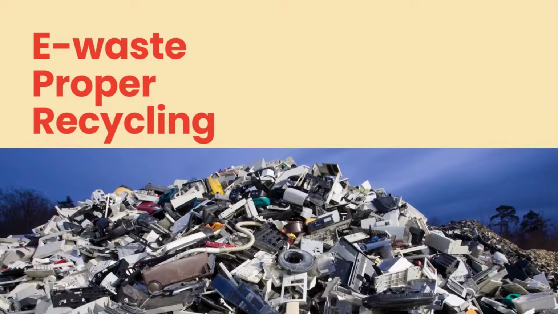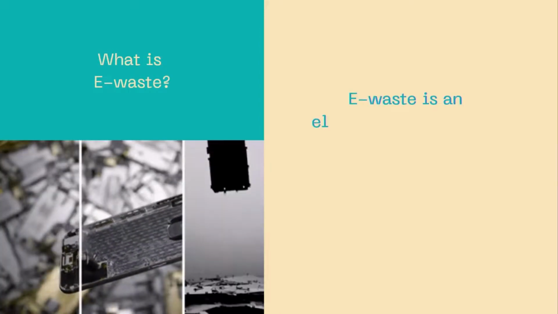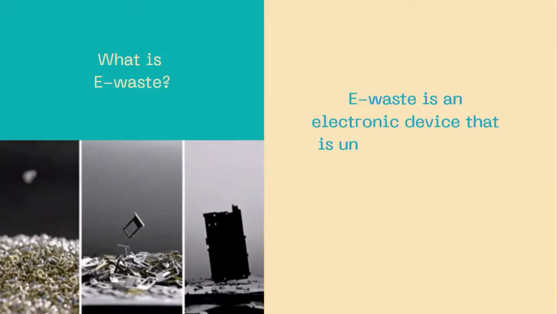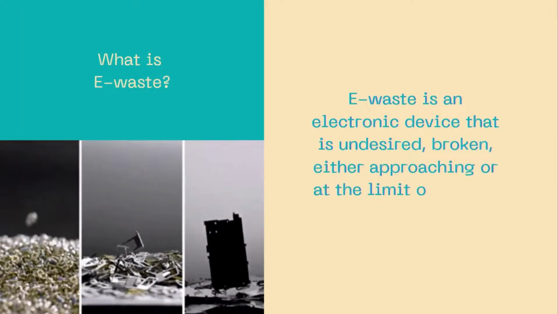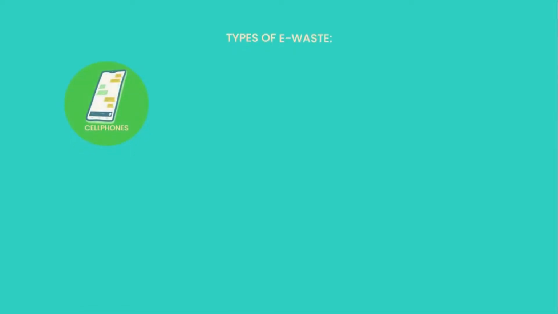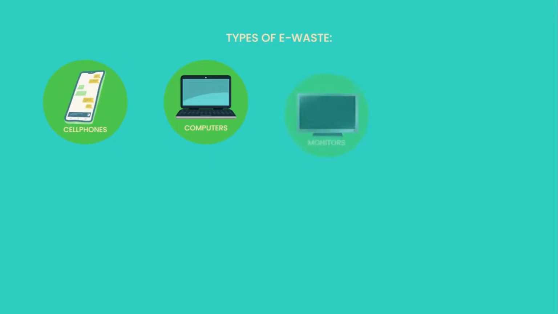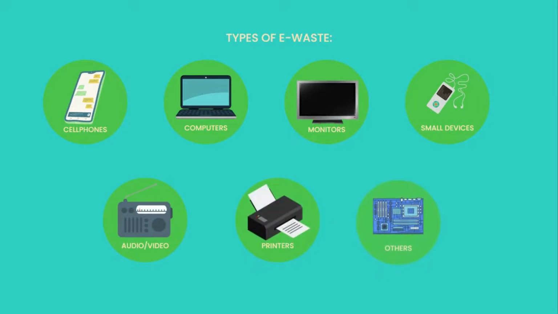E-waste proper recycling. First, let us know what is e-waste. E-waste is an electronic device that is undesired, broken, or either approaching or at the limit of its lifespan. There are different types of e-waste. There are cell phones, computers, monitors, small devices, audio or video, printers, and others.